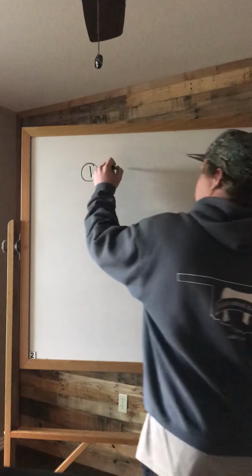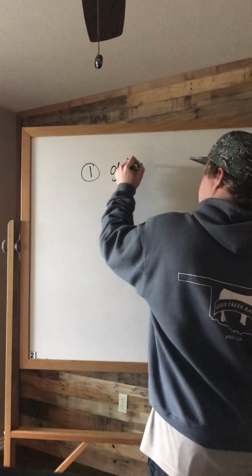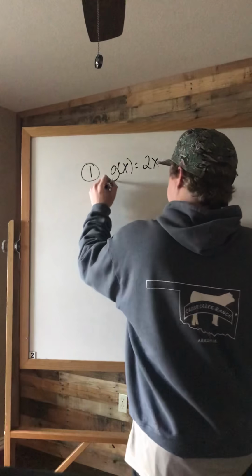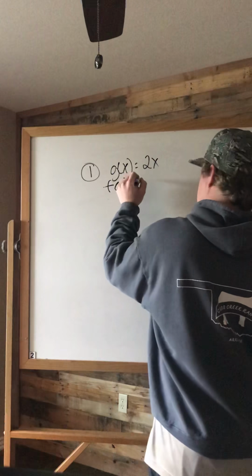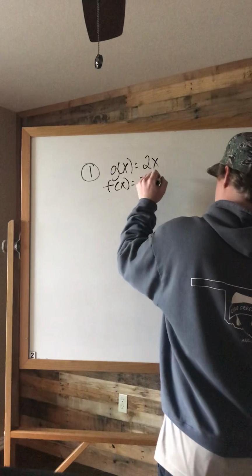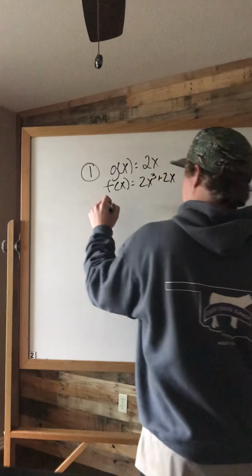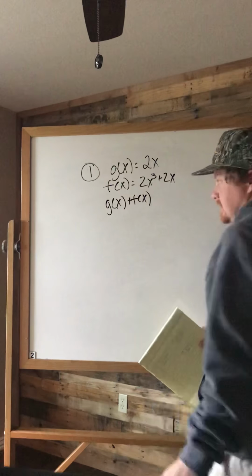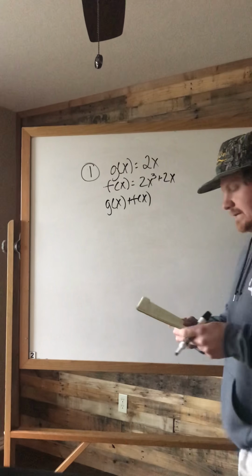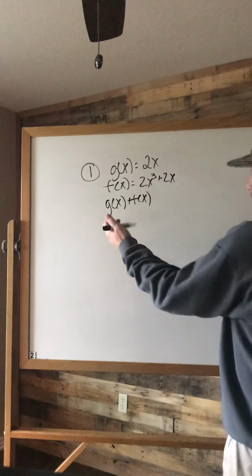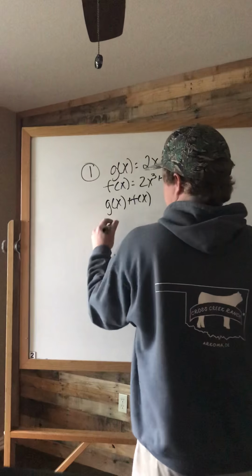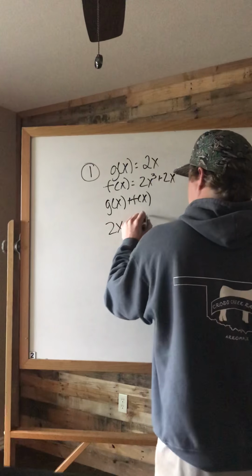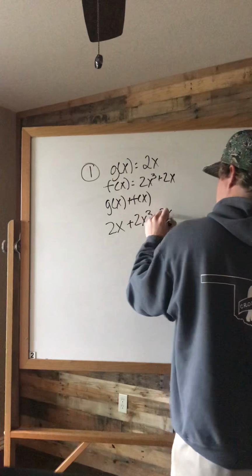The first one right here, we're talking about g of x. So it said g of x was equal to 2x. And then f of x was equal to 2x cubed plus 2x. And they wanted to know what g of x plus f of x is. So looking right here at this, whenever it's asking you to add them, it's just plugging in what we know, guys. We know g of x is equal to 2x. We know f of x is equal to 2x cubed plus 2x.